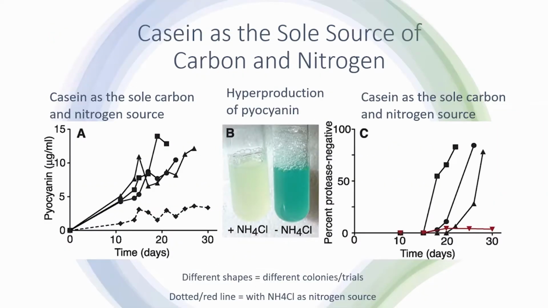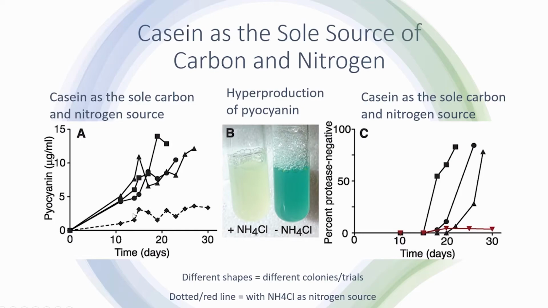So just to start with these tests, on the y-axis of graph A, we see that they're measuring the amounts of pyocyanin in a community and how much is being produced. And once again, we see percent protease negative, which is the percentage of cheaters in a community. If you look at all these different shapes on all these graphs, those are different colonies, different trials of the species P. aeruginosa. They just did it multiple times.